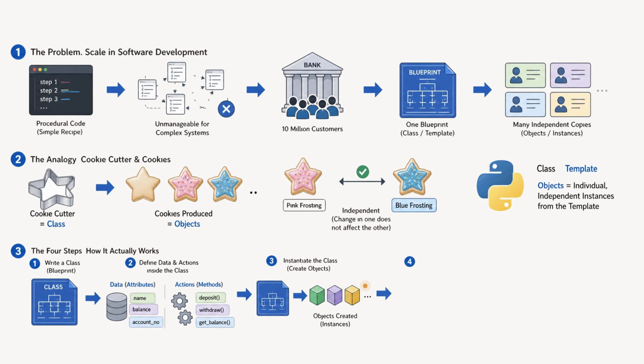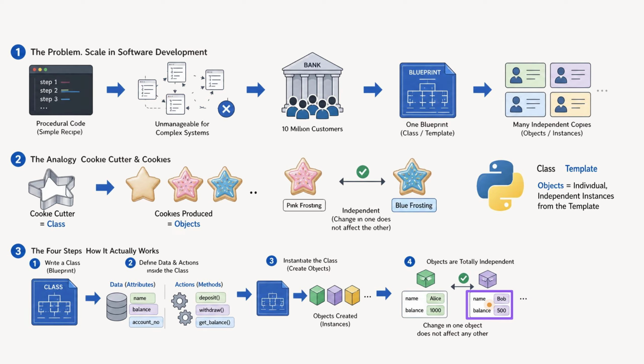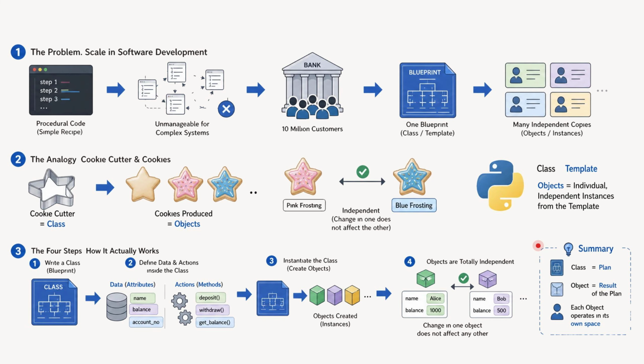Fourth, once created, each object remains totally independent. For example, modifying Alice's balance to 1000 does not alter the data in Bob's object, which safely stays at 500, even though they were generated from the exact same class. To sum it all up, a class is the master plan, an object is the tangible result of that plan, and every object operates securely in its own space. Next, we'll dive right into the code to see exactly how to write this blueprint for a bank account and bring it to life.